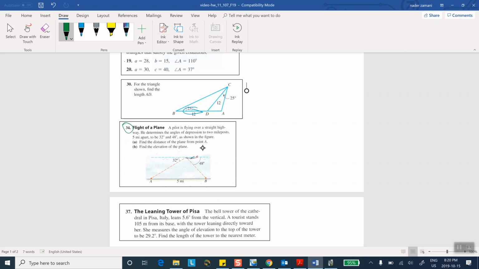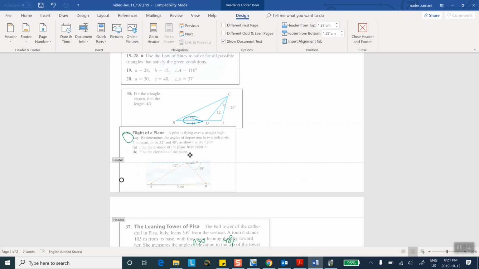Find the distance of the plane to point A. Okay, so let's see now. If this angle is 48 degrees, this angle is also 48 degrees because these two lines are parallel. And this angle is also 32 degrees.